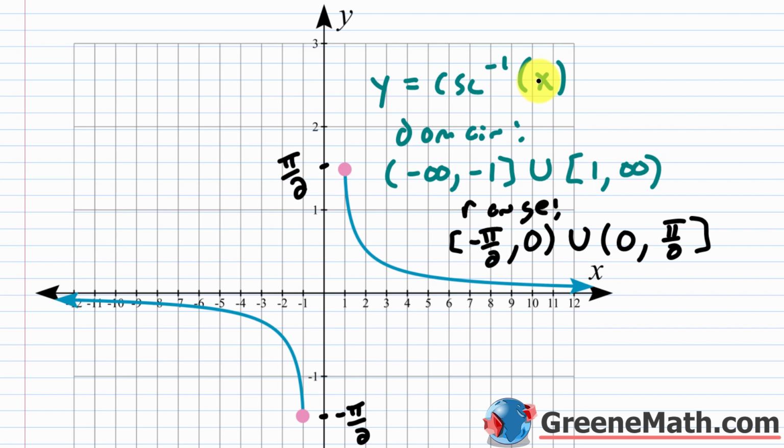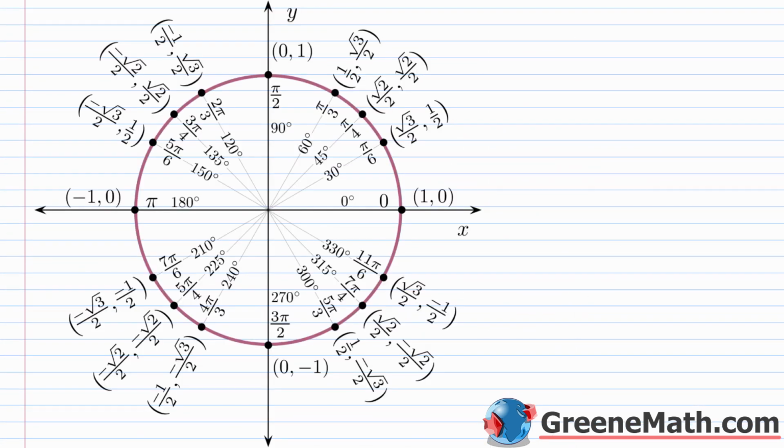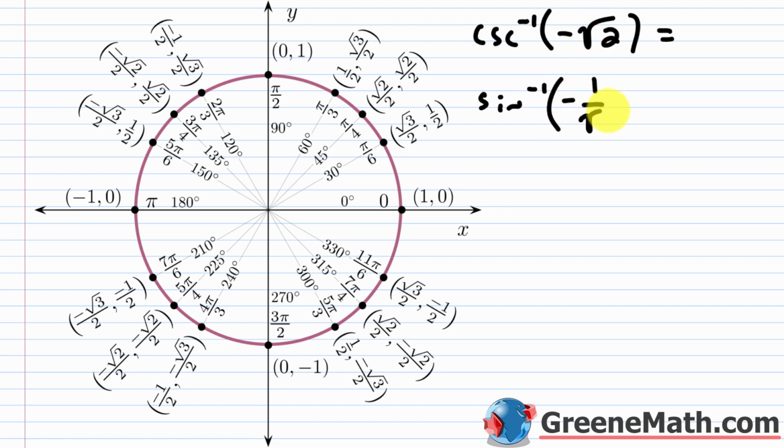Now we're good to go. If I plug in negative square root of 2 for x, I don't have a domain violation, so everything's okay. So I'm just going to come down here and write the inverse cosecant of this negative square root of 2. And I'm going to change this over and say it's the inverse sine of, again, you're just going to take the reciprocal of this, so negative 1 over the square root of 2, and I would rationalize the denominator, so times the square root of 2 over the square root of 2. So this would be negative square root of 2 over 2.